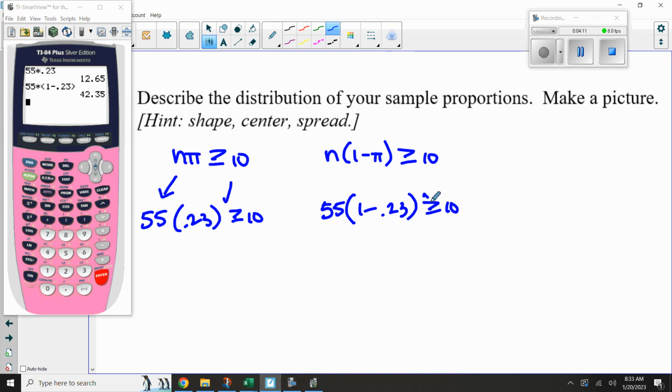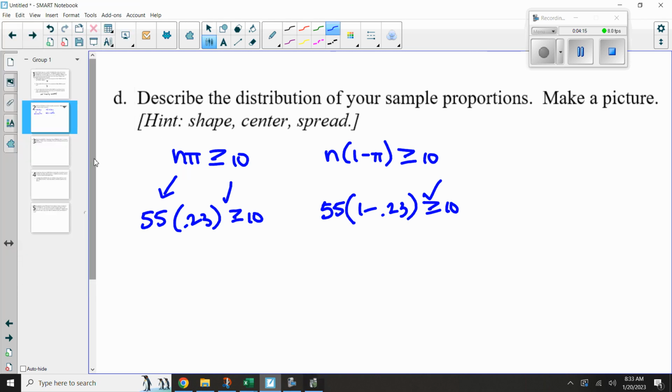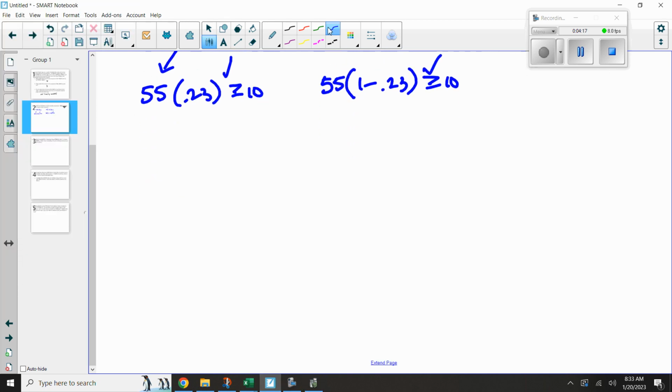So I can use the central limit theorem in this problem. And the central limit theorem tells me three important things. It tells me the shape, the center, and the spread of my sampling distribution. Now remember, for my sampling distribution, I'm going to have 1,000 bags. Each of them has 55 M&Ms. I'm going to find the proportion of blue M&Ms in each bag, and I'm going to put it on a dot plot or into a histogram.